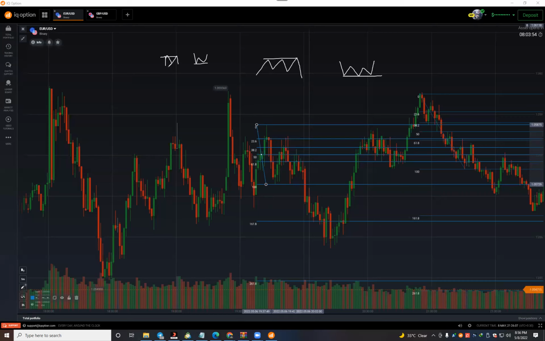Double top pattern is showing the downtrend has started, right? And you will find different shapes of the double top. This will be the shape. This will be the shape. And this will be the shape. So this shape is perfect for trading. This shape is perfect for trading. This shape, we are not trading.